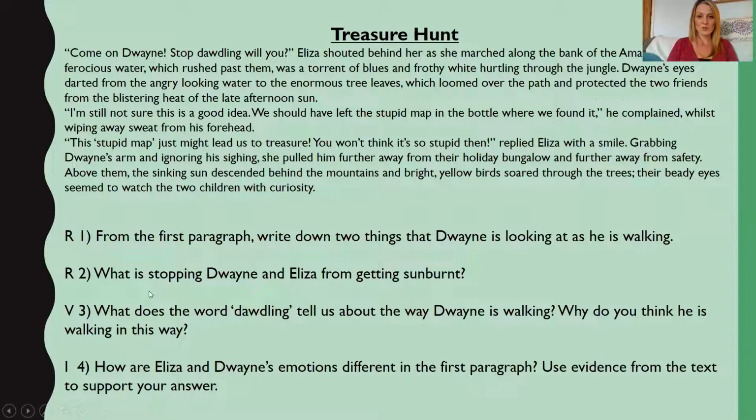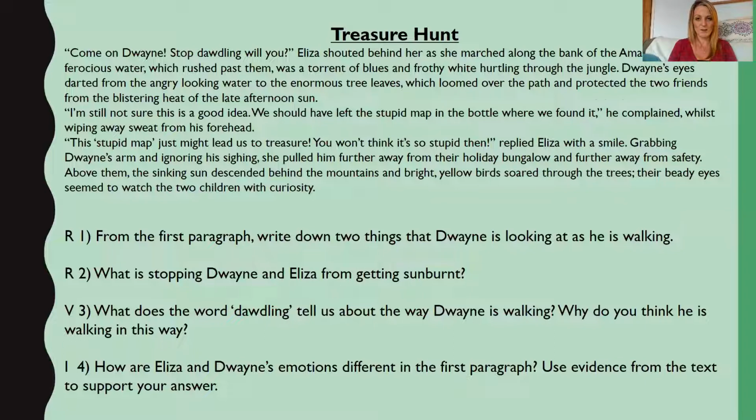Okay, so with those retrieval ones, you're scanning through the text. With vocabulary, you're showing that you understand what the different words mean, that you can think of synonyms, that you know what phrases mean. Okay, so our vocabulary question here: what does the word dawdling tell us about the way Dwayne is walking? So we need to know what the word dawdling means. You might think where you've come across it before. Stop that dawdling, a parent might say to you. So what does it tell us about the way he's walking?